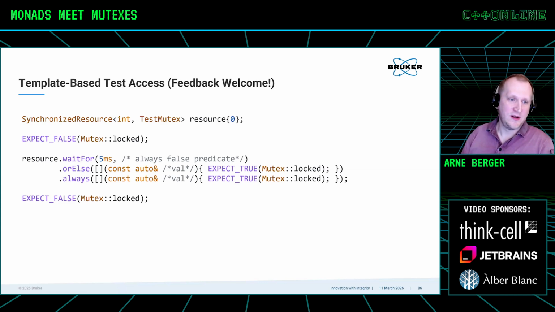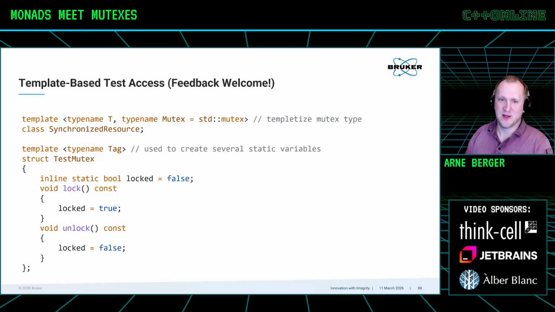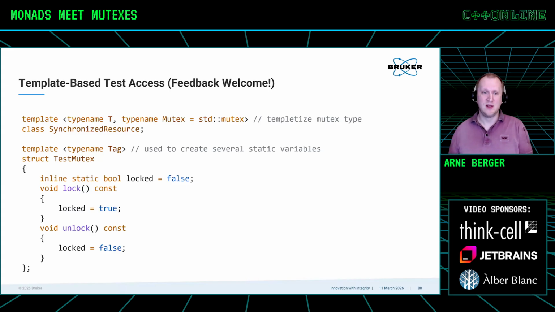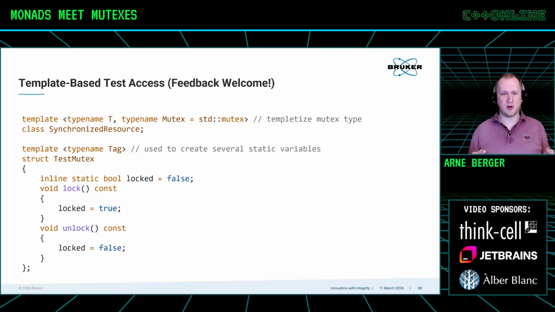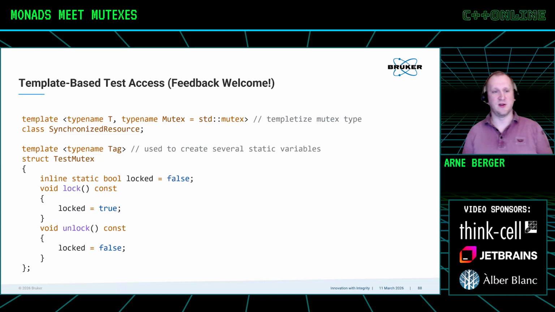One idea I had is to go back to my test mutex class and give it a tag, a typename tag. That's a trick with template programming: if I have a test mutex of int, for example, and a test mutex of double, they do not have the same locked variable. The test mutex of int has one and the test mutex of double has one, and if I access them, they are different things.